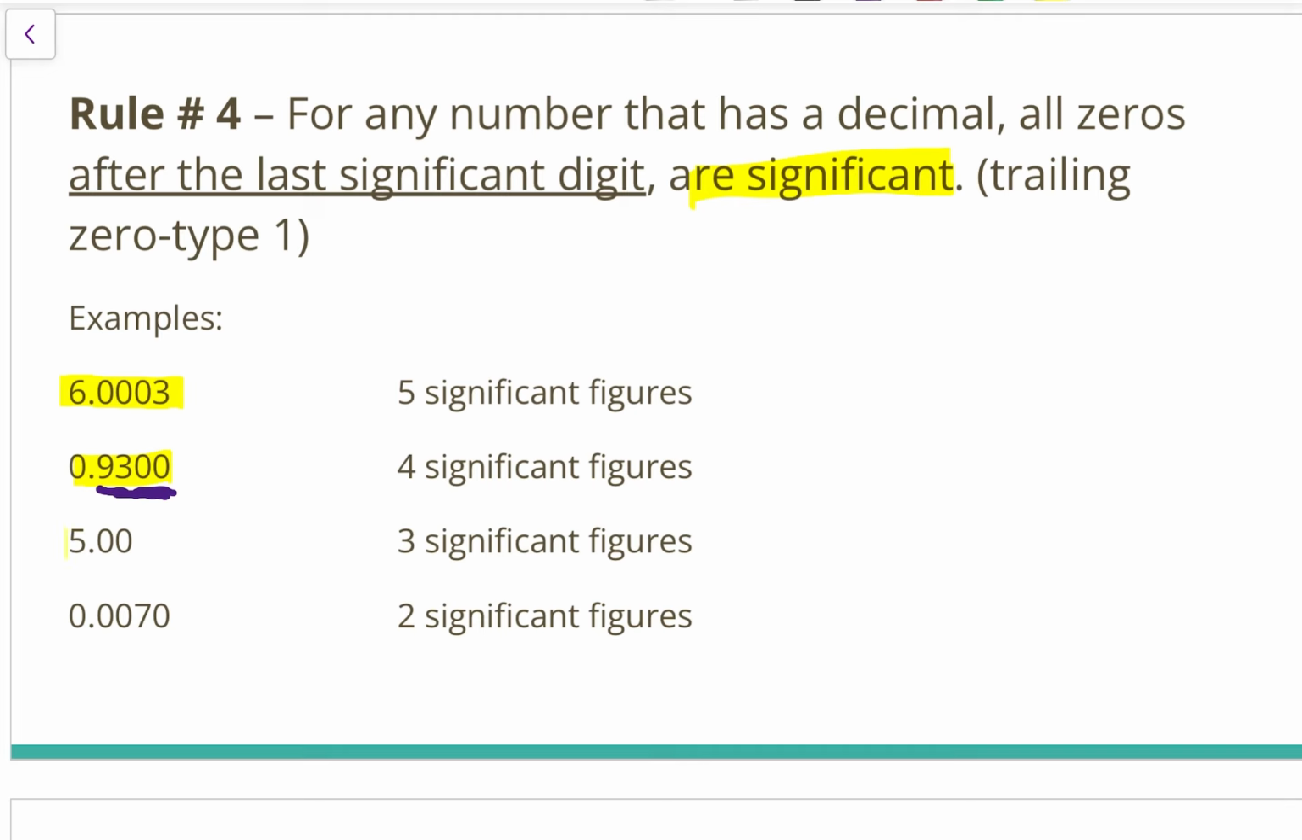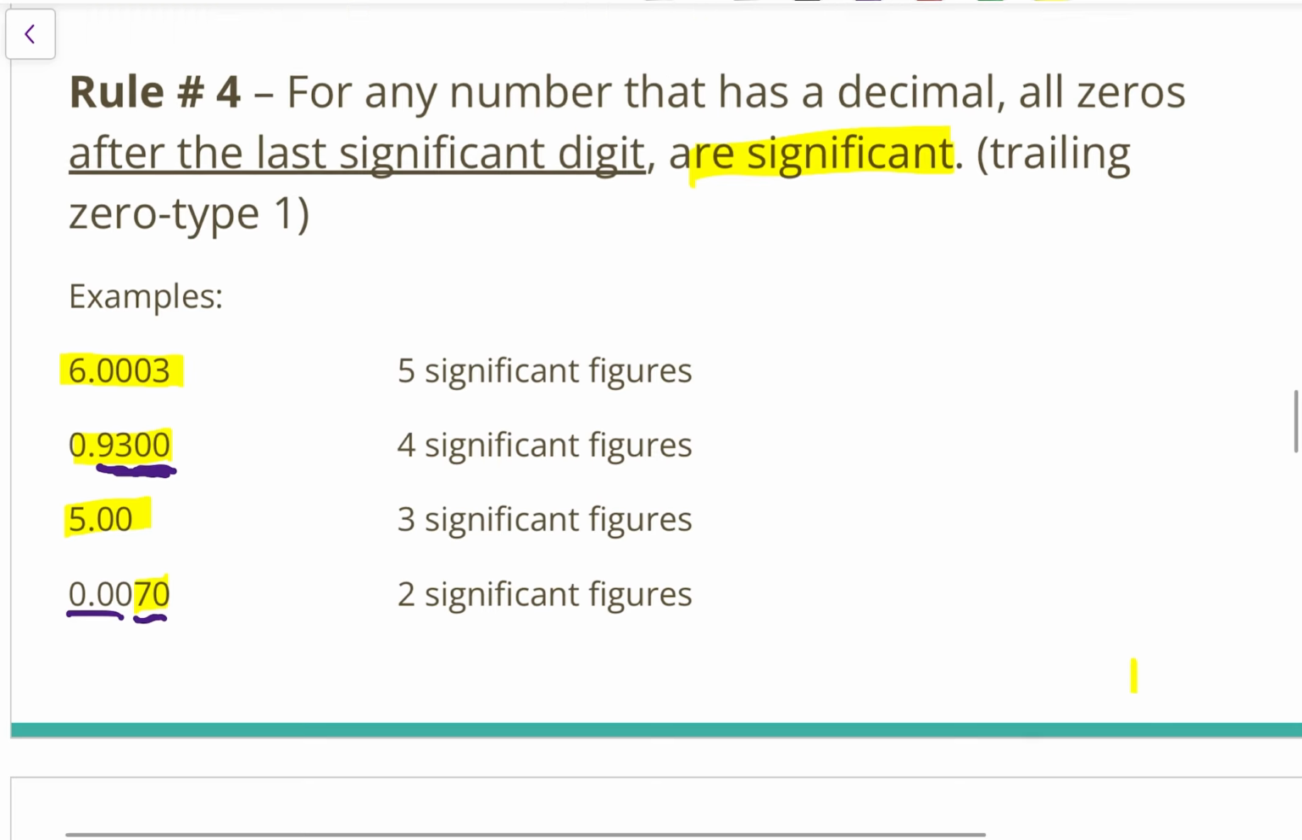Similarly, 5.00, all 3 of those count. So that's a 3-digit number. Where it gets a little bit weird, 0.0070. The leading zeros don't count. That's that last row. They just happen to be 0, but this trailing 0 counts. So that's a 2-digit number. I know there's a lot of rows, but once you get the hang of them, it's not as terrible as it sounds.